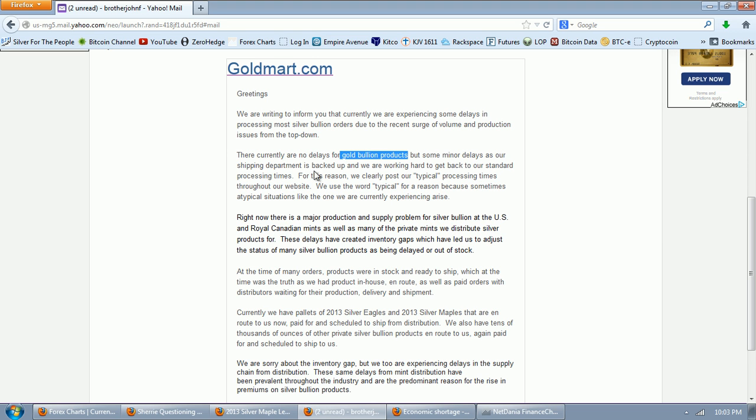So to translate that for you, some of the gold bullion orders are delayed because the silver bullion has overwhelmed them. For this reason, we clearly post our typical processing times throughout our website. We use the word typical for a reason because sometimes atypical situations like the one we are currently experiencing arise.